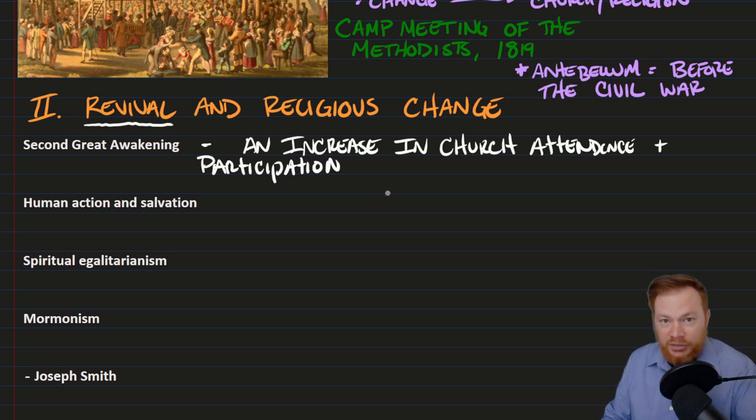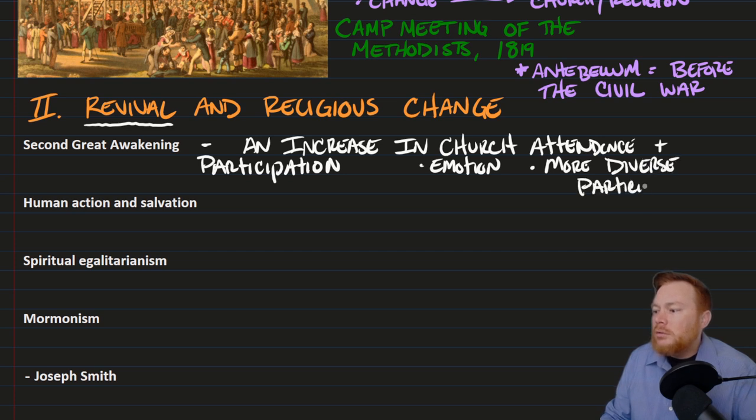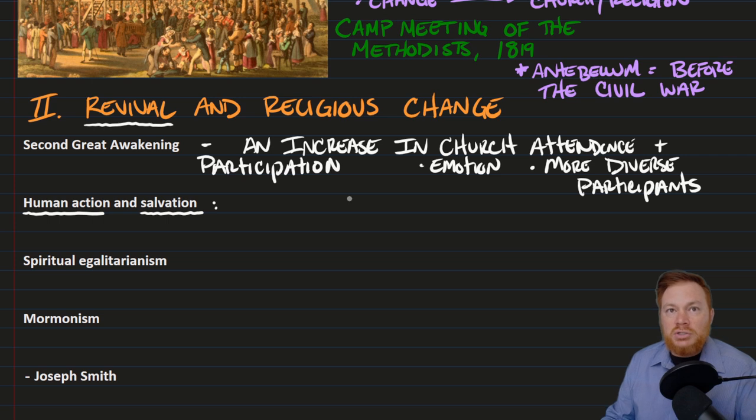The Second Great Awakening had things in common with the First Great Awakening, like emotion being stressed, and a more open tent for more people to participate, or to say more diverse participants. Great awakenings are about bringing everyone into the fold of religion. But there was one feature of the Second Great Awakening that was maybe unique to this period, and it fits in very well with what is going on historically, and that is this idea of human action leading to salvation.